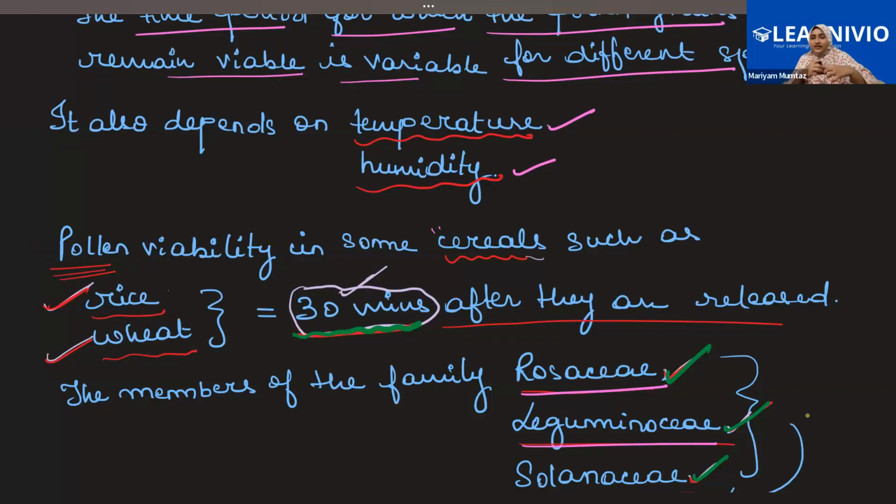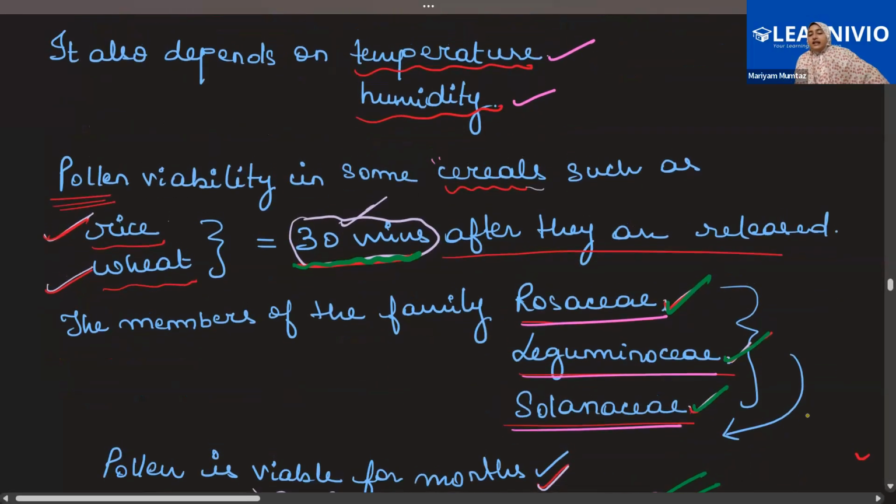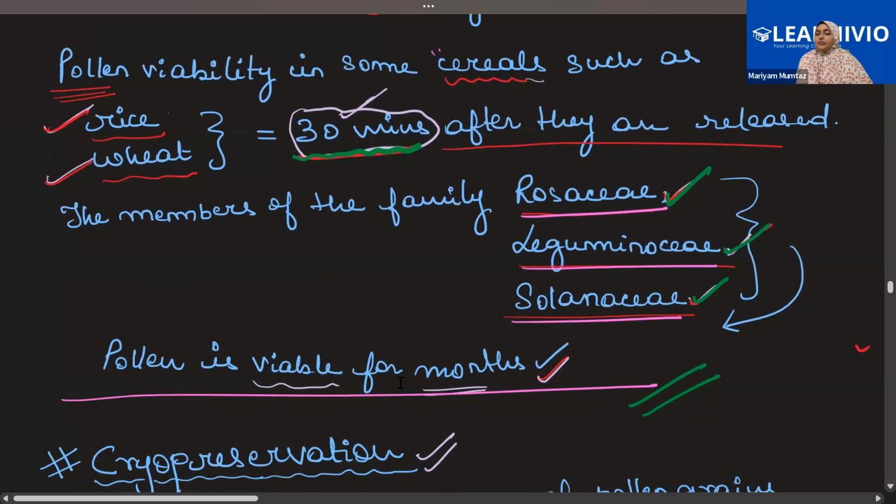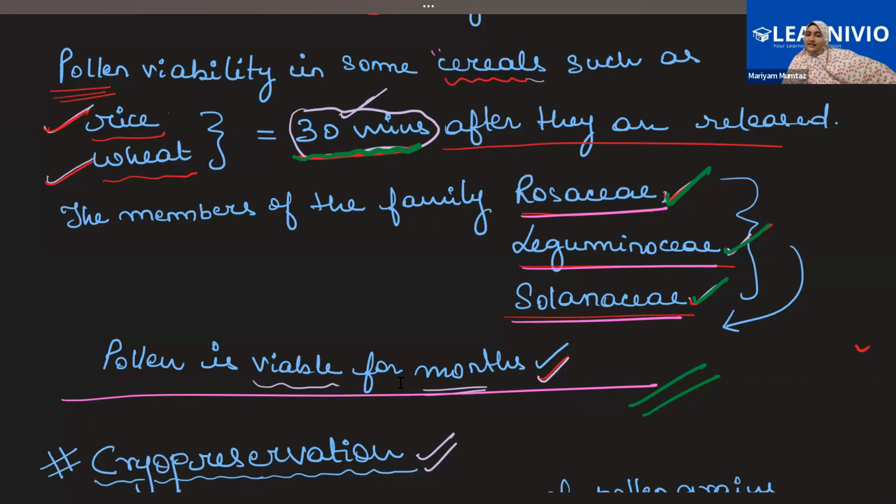Imagine, once the pollen grains are released, within 30 minutes they have to land on the female part, or else they will not be viable after 30 minutes. So that's it. But for the members of the family Rosaceae, Leguminosae, these are the names of the families. Rosaceae is the rose family. Leguminosae is the legume family, and Solanaceae is the potato family. So for them, the pollen grain is viable for months. So once they are released, they will be effective for months. Clear? Any doubts up until now? No.